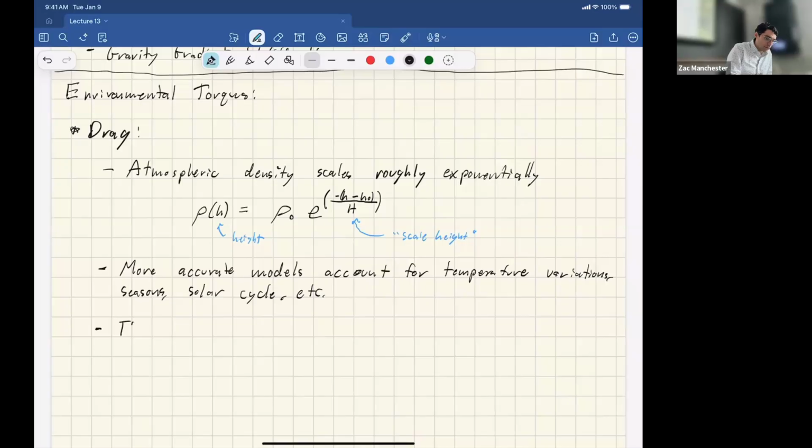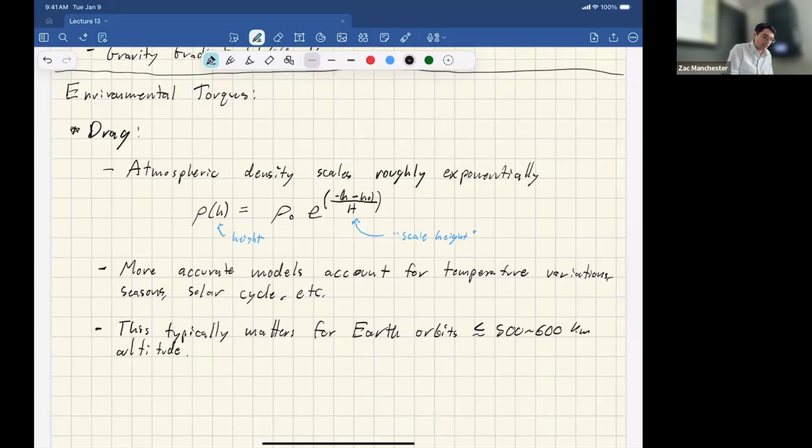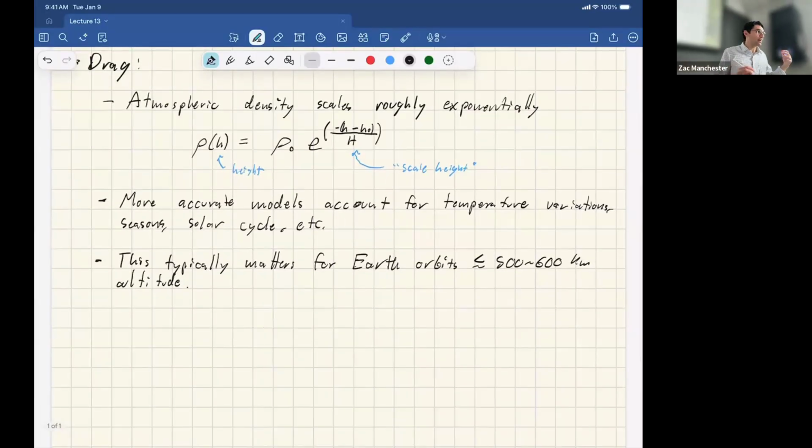So yeah, that's pretty good. Earth orbits below, let's say, 500 or 600 kilometers altitude. Okay, so that's I think enough about drag. You know how to calculate this, and you have the simulation infrastructure to deal with this now. Other stuff.